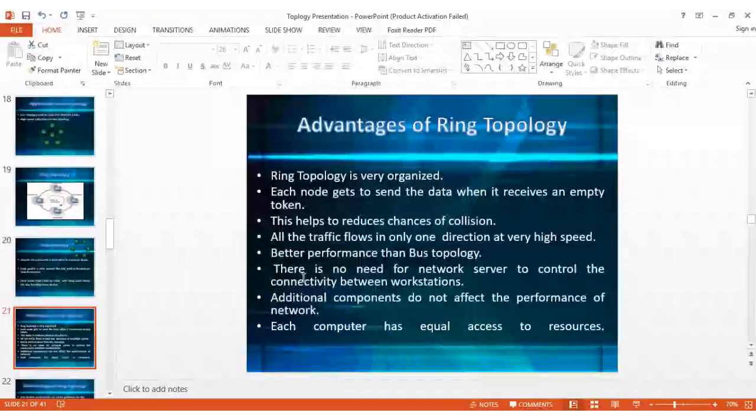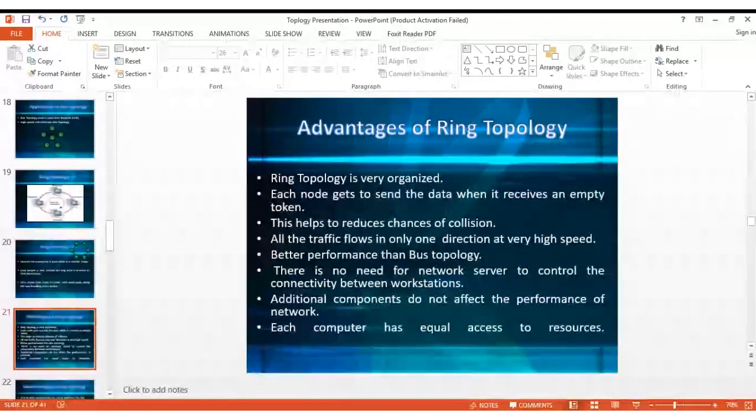And still, in case you add a new node to that network, the performance is not affected. Remember, in the past topology, in case you add extra devices, the performance of that network is affected. But for this topology, it does not affect the performance. And still, each computer has equal access to the resources. So these are the benefits of this topology.